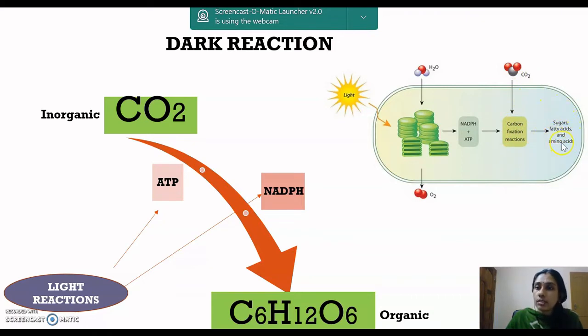then utilized for the synthesis of fatty acids, amino acids, etc. through the cell metabolism. So here this is the dark reaction phase, this is the light reaction phase. So these two phases of photosynthesis are interconnected or interlinked by ATP and NADPH. So ATP and NADPH are the products of light reaction, which are used as the fuels for dark reaction.